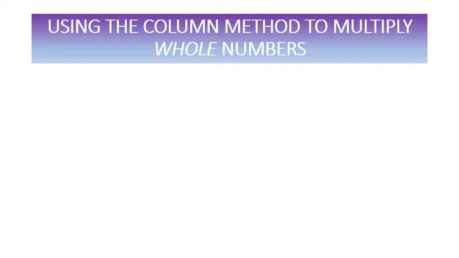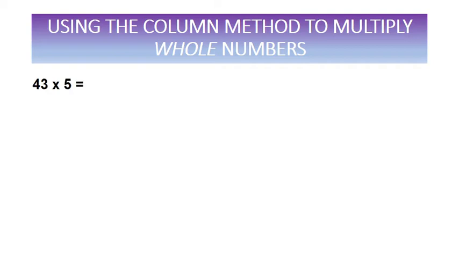So we're now going to look at the column method that I've just referred to, and it is the most efficient of all the multiplication methods. It takes up the least space on the page, and once we get used to it, it's really quite quick. So we're going to start with multiplying whole numbers using the column method.